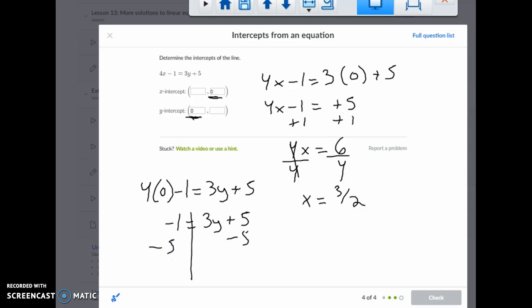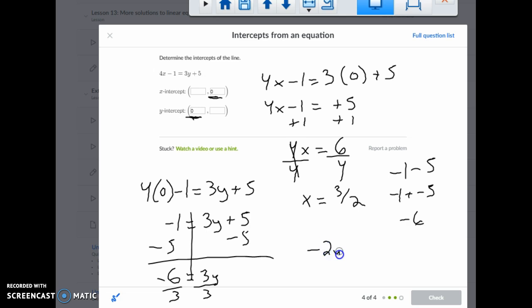Negative 1 minus 5, keep it, change it, switch it. Negative 1 plus negative 5 is negative 6. So we have negative 6 is equal to 3y. Divide by 3, divide by 3, negative 2 is equal to y. So I'm going to plug in the negative 2 for the y and the 3 over 2 for the x.